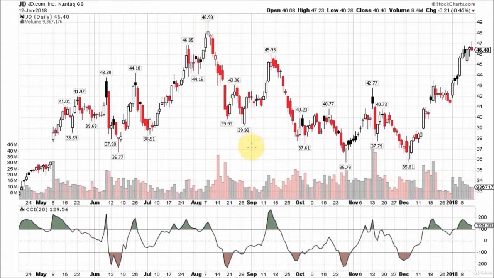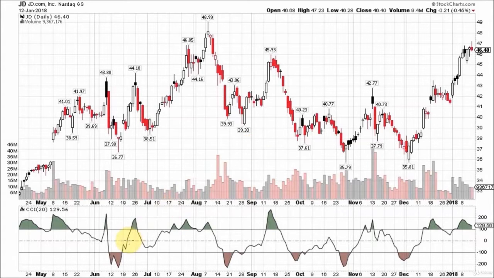Now, the reason I've chosen the CCI and only the CCI as my primary indicator is because after studying over 50 technical indicators for many years, I realized that many of them are lagging indicators. They are slow. They do not give real good signals like the CCI does.